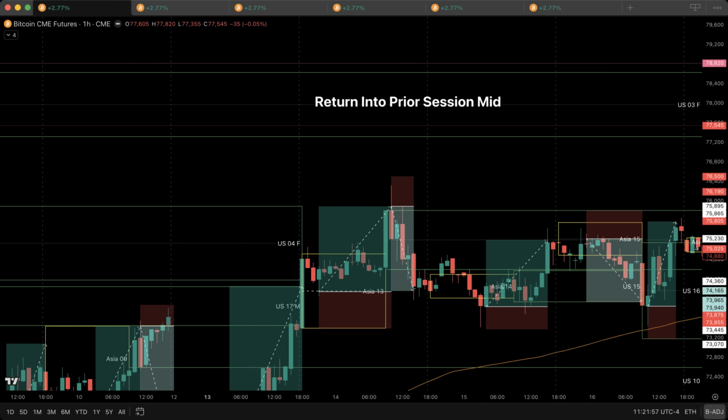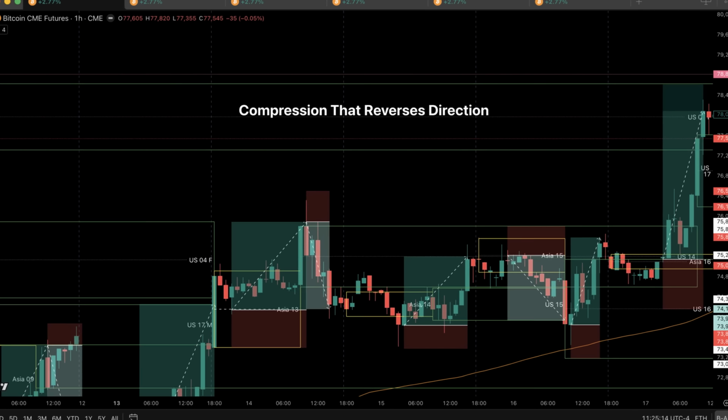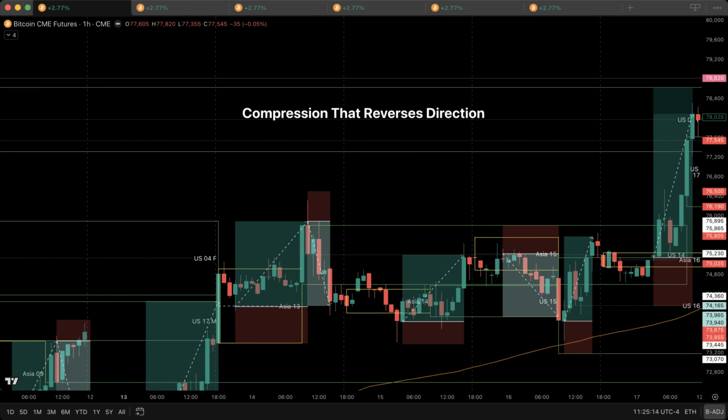You are not trading trend. You are trading inside incomplete movement. Execution conditions remain in transition. Price forms at the midpoint, but it cannot hold. The April 15th Asia session forms at the April 14th U.S. midpoint. The session begins in compression. No expansion. No direction. Only overlap.